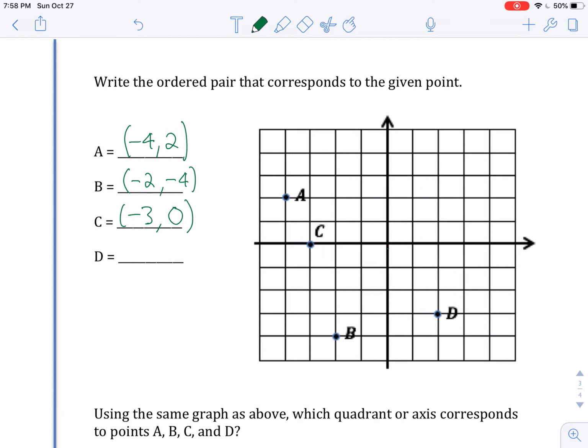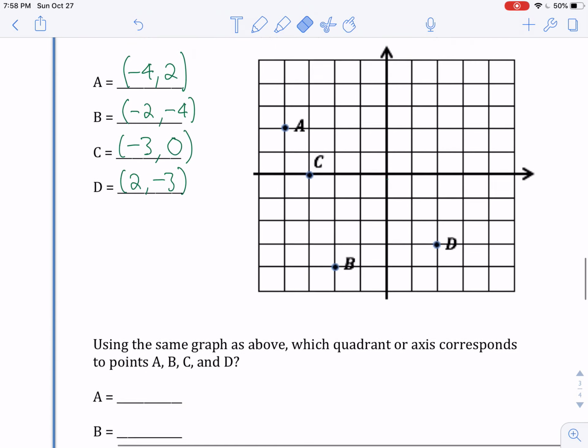All right, then we got D. Looks like we went right 2 and then down 3. So what is right 2, down 3 going to be for coordinates? 2, negative 3. Okay. All right, sounds good. Moving on to the next section.